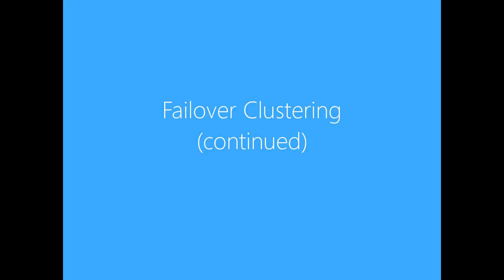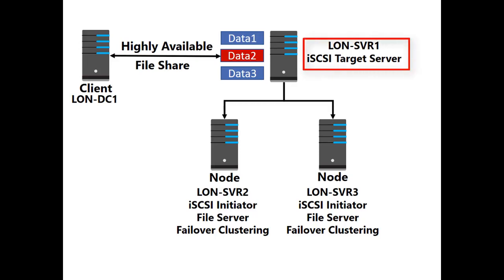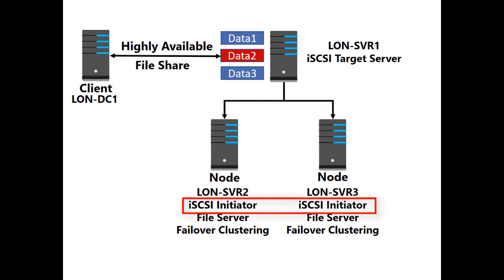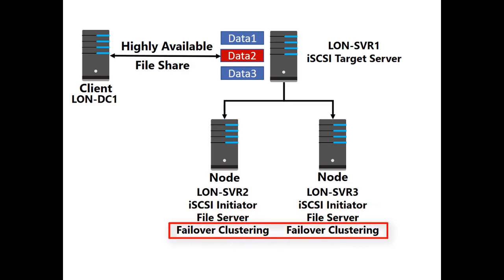Welcome back to the second part of failover clustering. So far, we've configured Server 1 as the iSCSI target server. We've designated 2 nodes to be part of our cluster and ensured that they can connect to the iSCSI share. Both nodes have the file server role so they can present data to the client, and they have the failover clustering role so they can participate in the failover process.